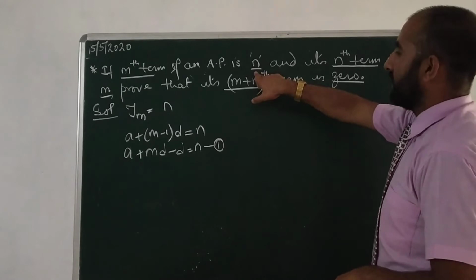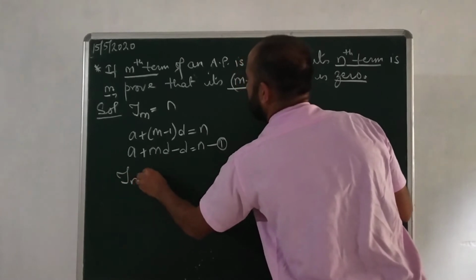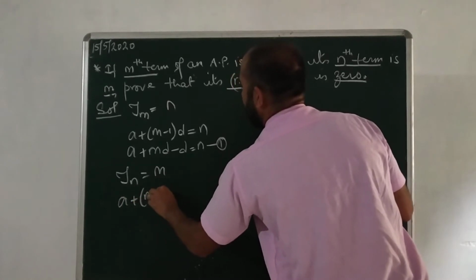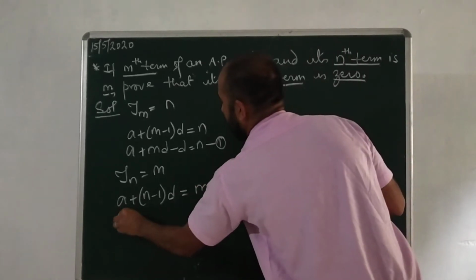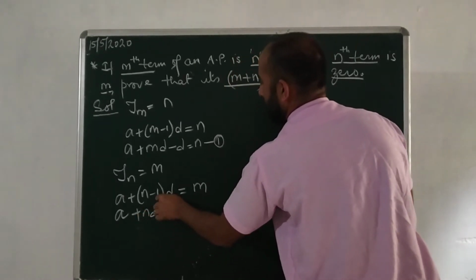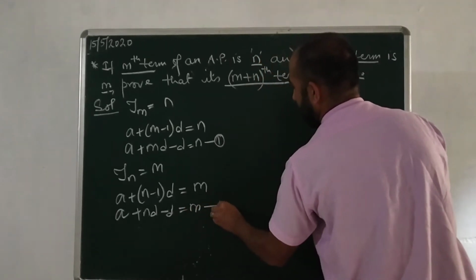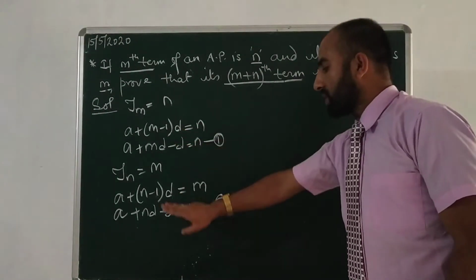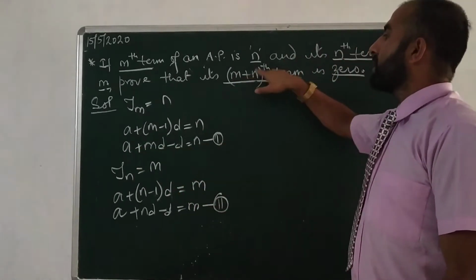Similarly, we are given the nth term is m. That is Tn equals m. Let's put the formula for Tn: a plus (n minus 1) d equals m. That means a, again let's multiply n into d, nd, minus 1 into d, d, equals m. So I'm going to make this equation number 2. Now what we are going to do is solve equation 1 and equation 2 to find the values of a and d. After that, we will find the (m plus n)th term.